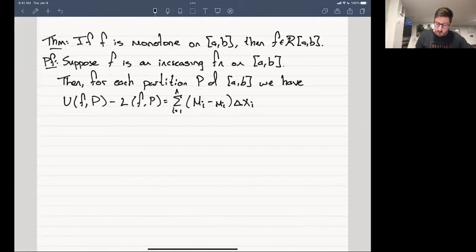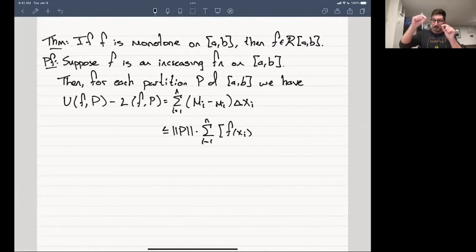So what does this tell us? Well, first of all, each of those delta xi's is less than or equal to the mesh, right? The mesh is just the maximal value of delta xi's. And then capital Mi for each subinterval is the right endpoint evaluated at f, right? Because this thing is increasing across the interval. So the biggest possible value is at the right, and the smallest possible value is at the left. But now we have a telescoping sum, right?